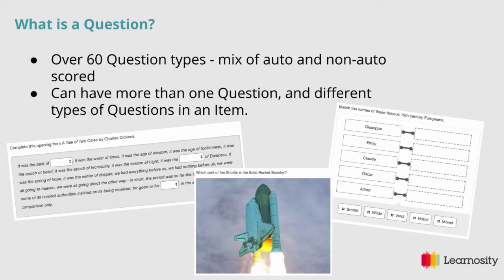They are a mix of auto and not auto scored. Most of the questions are auto scored, and the non-auto scored question types tend to be essay questions or questions where a student might have to draw freehand on an image. And it's also good to know that you can have more than one question, and you can have various different types of questions in an item. Items don't have to have the same question types in them if you don't want them to.